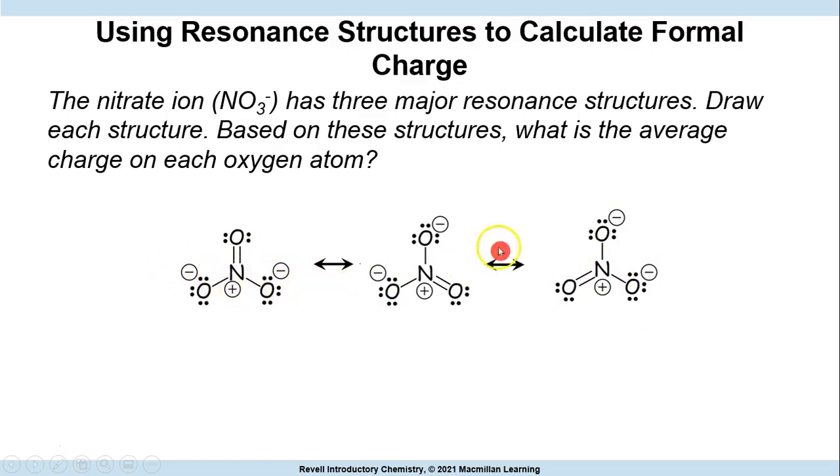So the average charge on each oxygen atom, since the correct structure will be a delocalized structure, the actual average will be -2/3, because we have 1, 2, 3 of them, and we have -2 in total. So the average is going to be -2/3.